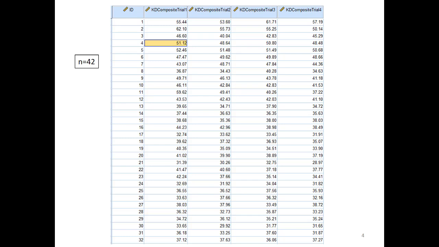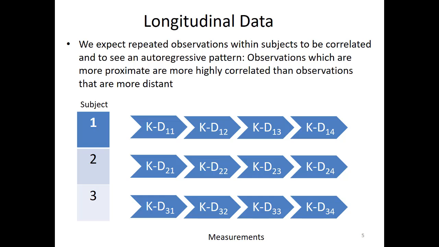For illustration, I'm going to use an analysis we completed recently in which 42 subjects were analyzed using 4 repeated measurements, trials 1, 2, 3, and 4 of the King-Devick test, in which the goal is to read a series of letters and numbers as quickly as possible, so the lower the score, the better. Graphically, the analysis would look something like this.